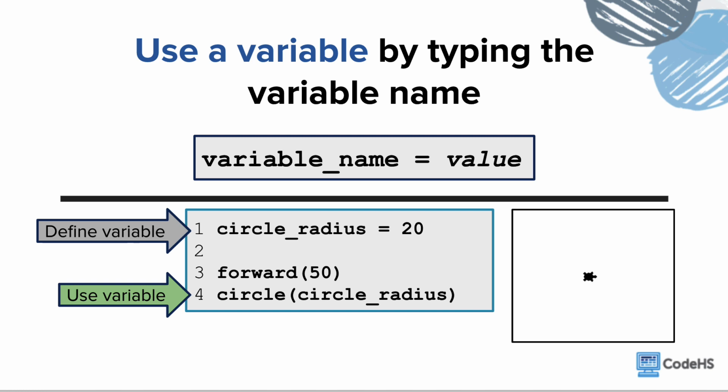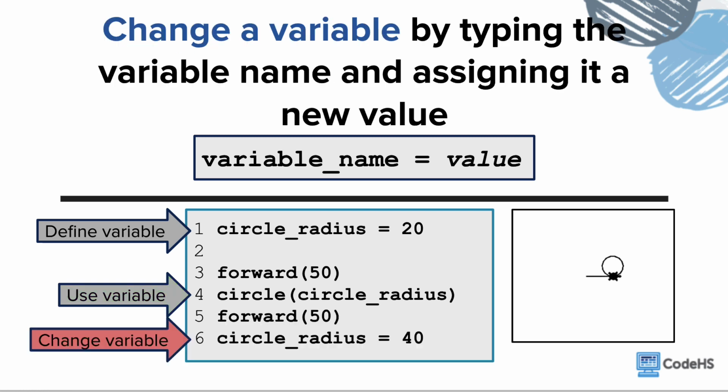Then we tell Tracy to move forward, and on line 4, we are using the variable. So instead of using the number 20 inside the circle command, we are using the name of the variable. When we run the program, the value that is saved inside the variable will be used anywhere we enter the variable name. So this will draw a circle with a radius of 20. Once we run these commands, we see Tracy draw a circle with that radius of 20 pixels.